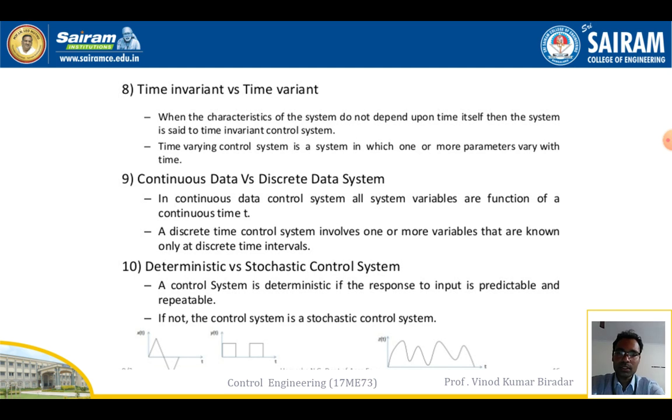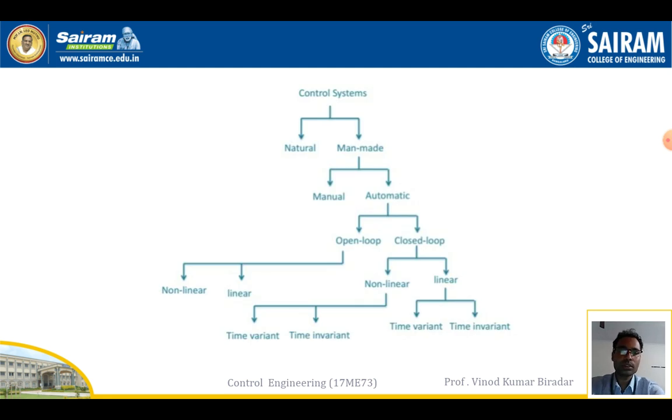Deterministic versus stochastic control system. A system is deterministic if the response to the input is predictable and repeatable. If it is not predictable, then the system is called a stochastic control system. Again, here I have shown this in the flow chart.